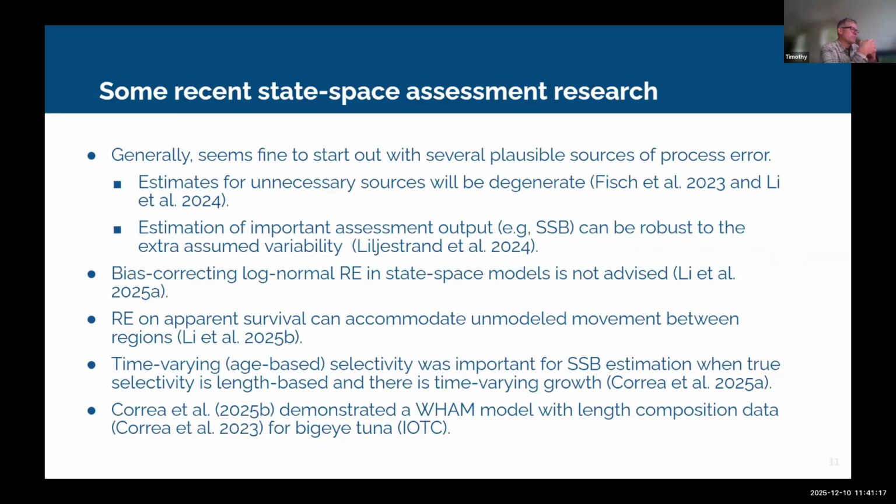Just some take-home messages: it's probably best to start out with several possible sources of process error and treat those as random effects, and fit those models. It will lead you to simpler models, because usually when the sources are not necessary, it'll just be degenerate. So the random effects, the residuals will be zero, and your variance parameters will go to zero. So it'll lead you to just excluding that process error. And a lot of times, even when you include these unnecessary process errors, the estimation of important assessment output, like SSB, can be robust to those incorrect, more complicated assumptions.